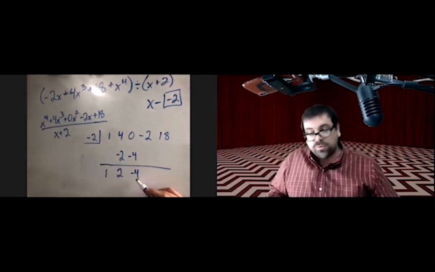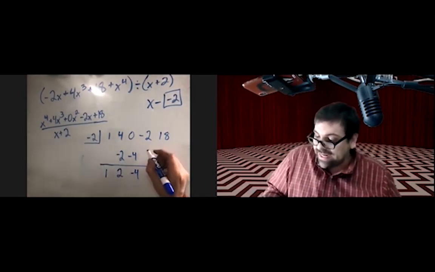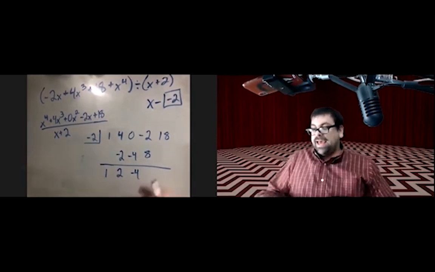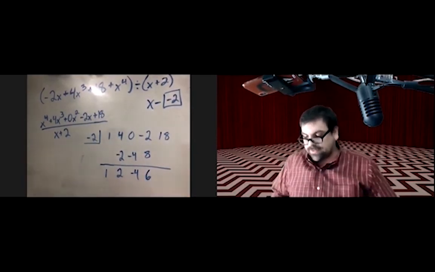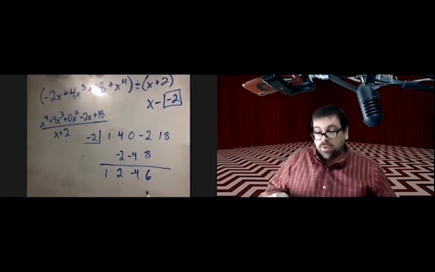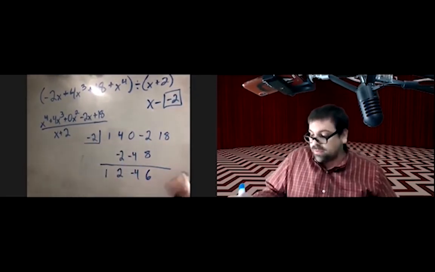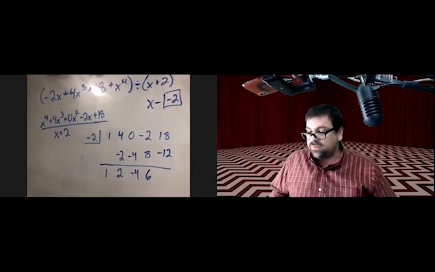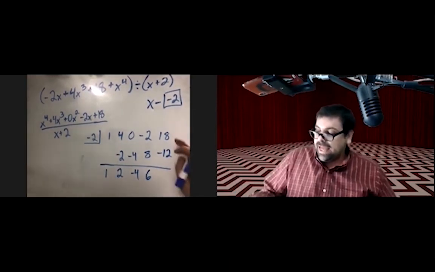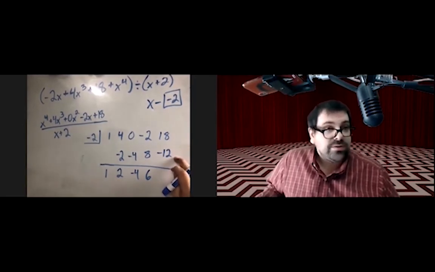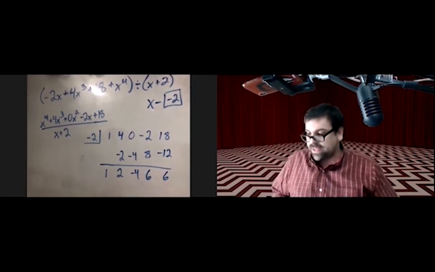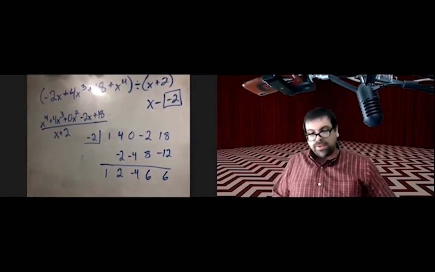Multiply negative 2 times negative 4 is positive 8. Add negative 2 plus 8 is positive 6. Multiply negative 2 times positive 6 is negative 12. Add 18 plus negative 12, or 18 minus 12. It's positive 6. That's going to be our remainder piece.